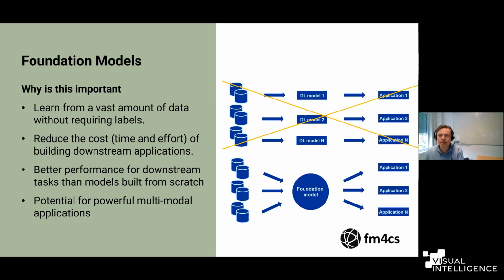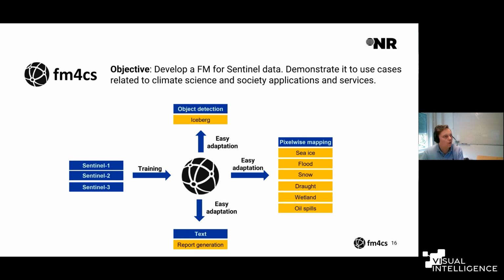So summarizing, we skip these task-specific models and try to fuse data into big foundation models and then adapt that to different applications. In this project we have at ESA, the objective is to develop a foundation model for Sentinel satellite data, and then a multimodal Sentinel satellite data model. So we don't want to use only one. We will consider 4 different sensors on 3 different satellites. And then the next task is to demonstrate it on use cases related to climate science and society applications and services.